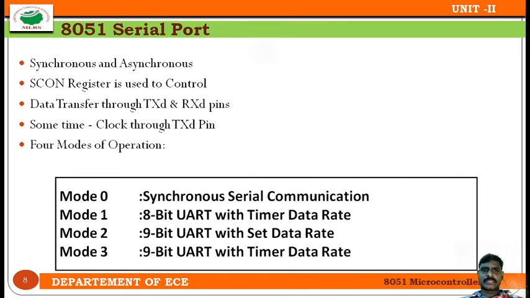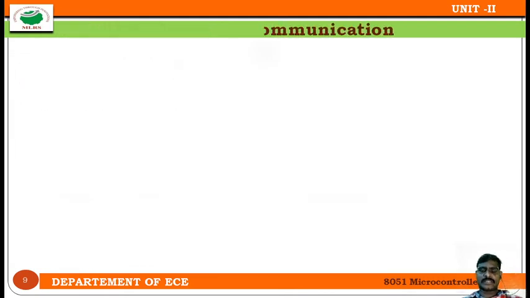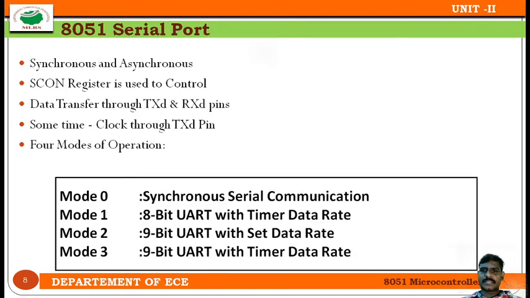So this 8051 serial port can work under four modes of operation: mode 0, mode 1, mode 2 and mode 3. Mode 0 is called synchronous serial communication, mode 1 is an 8-bit UART with timer-set data rate, mode 2 is a 9-bit UART with a fixed data rate, and mode 3 is a 9-bit UART with timer-set data rate.